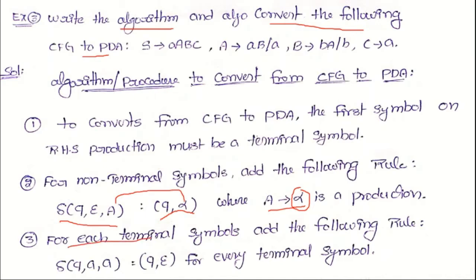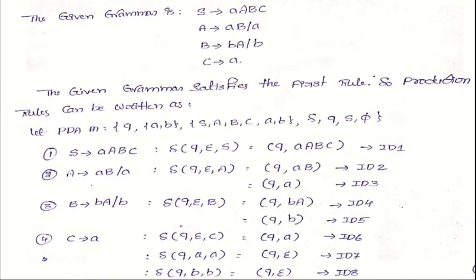For each and every non-terminal we add a specific production rule, that is a specific ID in the PDA. For terminals, delta of q, a, a, where a is some terminal, we perform the pop operation. Previously we performed the push operation. So this is the procedure for converting from CFG to PDA.